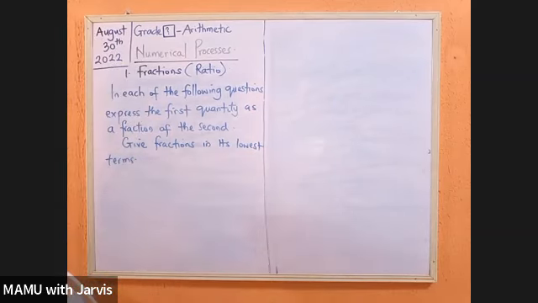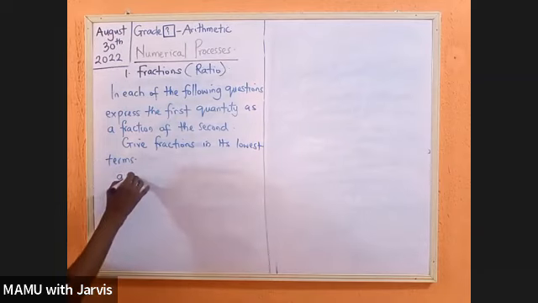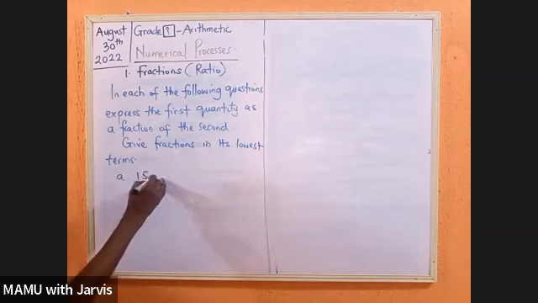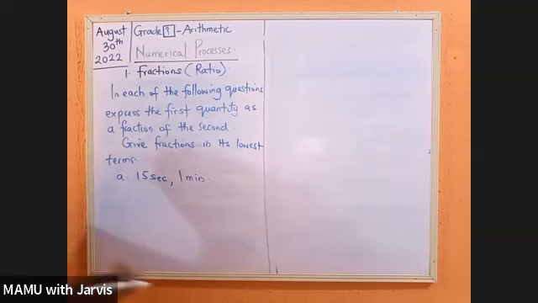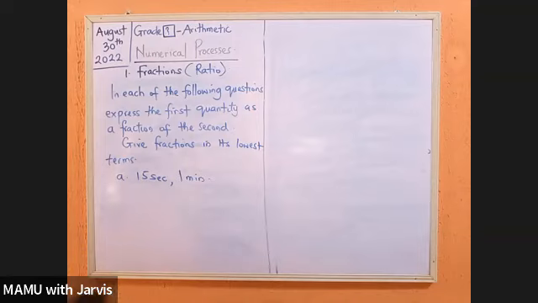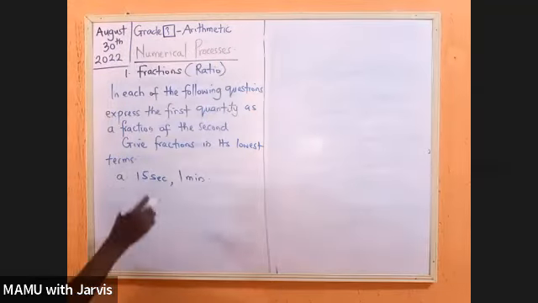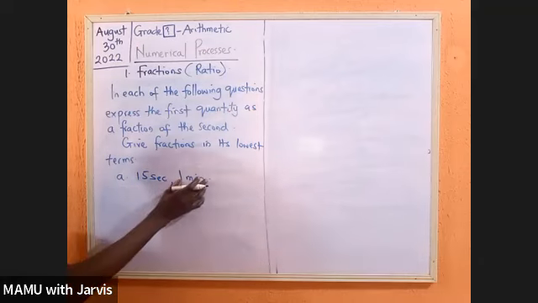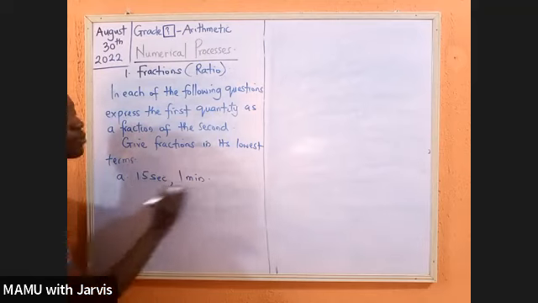So the first one given to me here, A, says 15 seconds of 1 minute. So this is also a build up from the last set of questions we had solved. Now look at this. First thing, we need to convert 1 minute to seconds. Remember we said the units description must be the same.